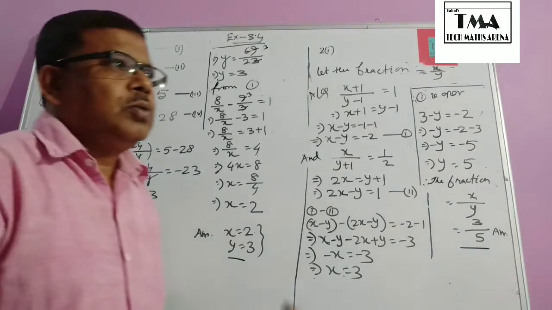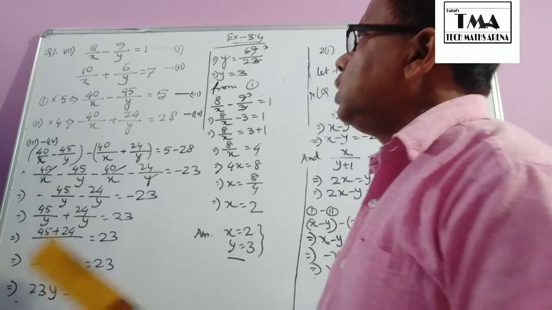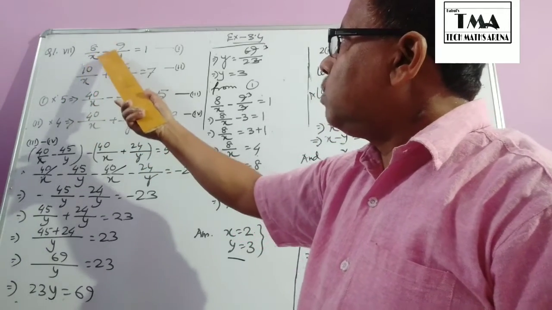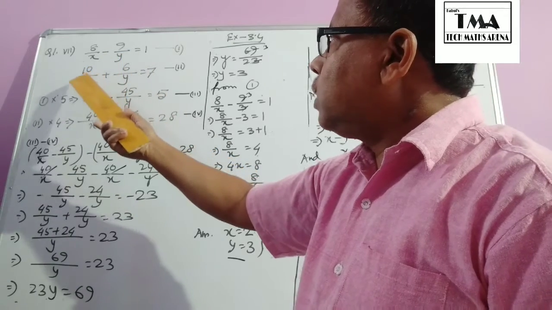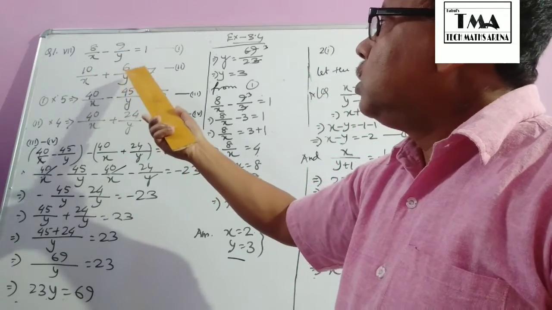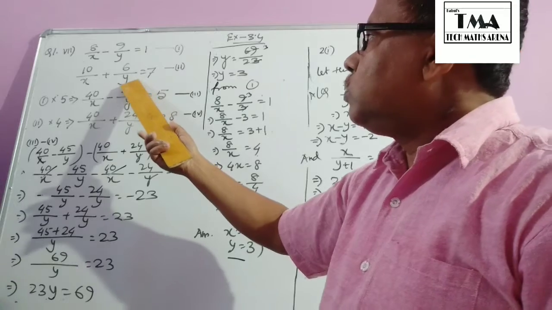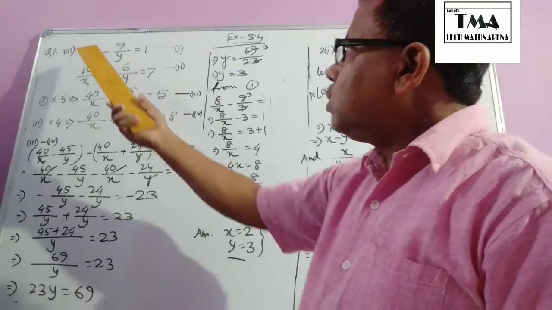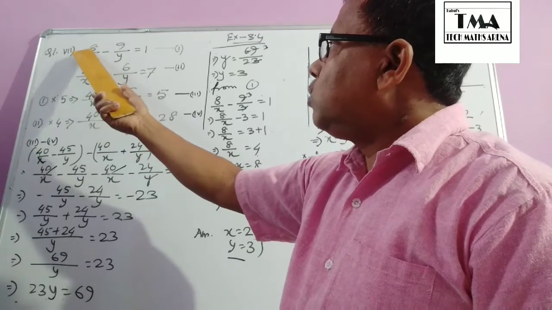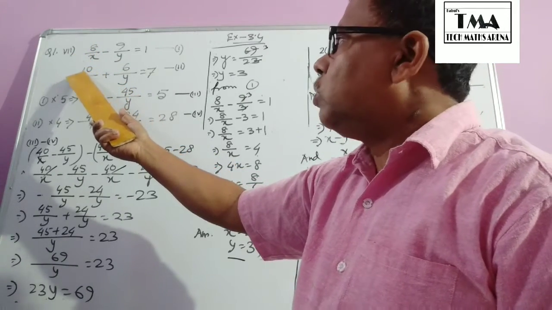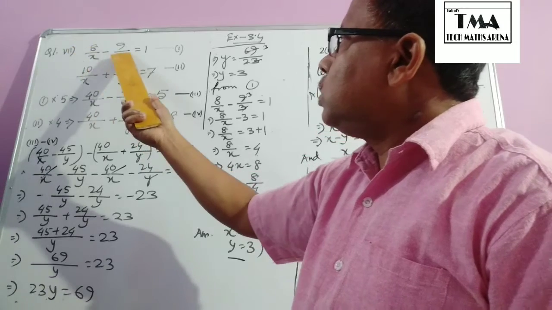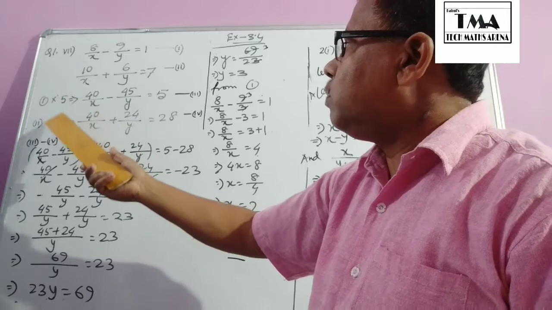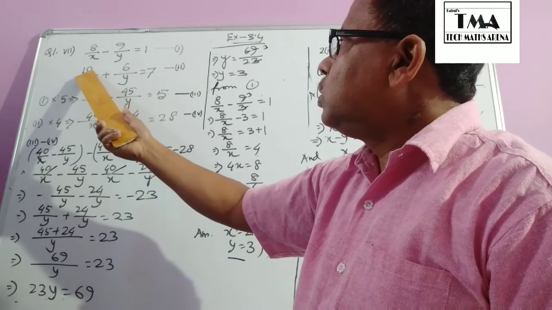Now we are taking another problem, that is question number 1, sub question number 7. This is 8 by x minus 9 by y is equal to 1, 10 by x plus 6 by y is equal to 7. We have to find the value of x and y by the elimination method. Here we have 8 and this is 10. The LCM of 8 and 10 is 40, we know. So this equation is multiplied by 5 to get 40, and this equation is multiplied by 4 to get 40.